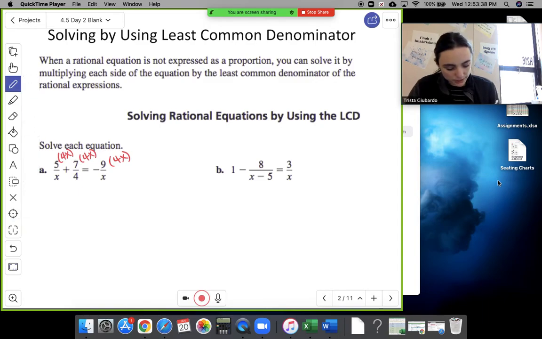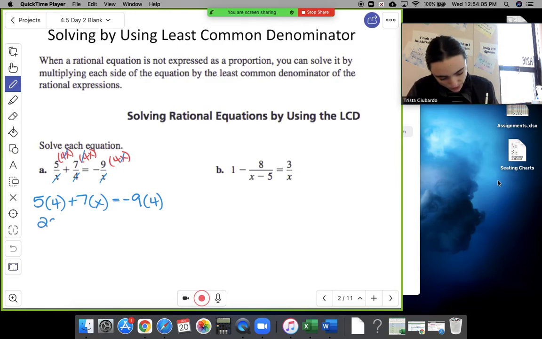So what this will look like, the x is going to cancel with the x. Here, the 4 cancels with the 4, and then the last one, the x, cancels with the x. Then you're just going to write what's left. So on top I have a 5 getting multiplied by the 4 that's left, plus 7 that's getting multiplied by the x that's left. I guess I didn't need parentheses there, but I already wrote them, so it's fine. And then we have a negative 9 that's getting multiplied by the 4. This gives us our equation that we're then just going to use to solve for x.